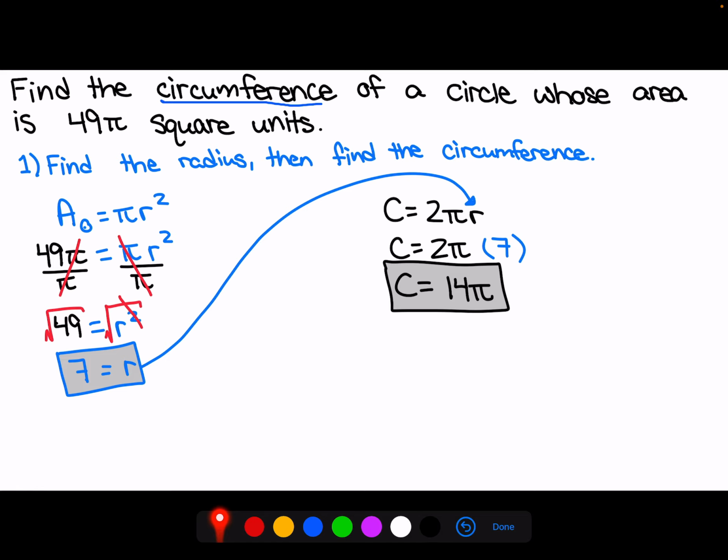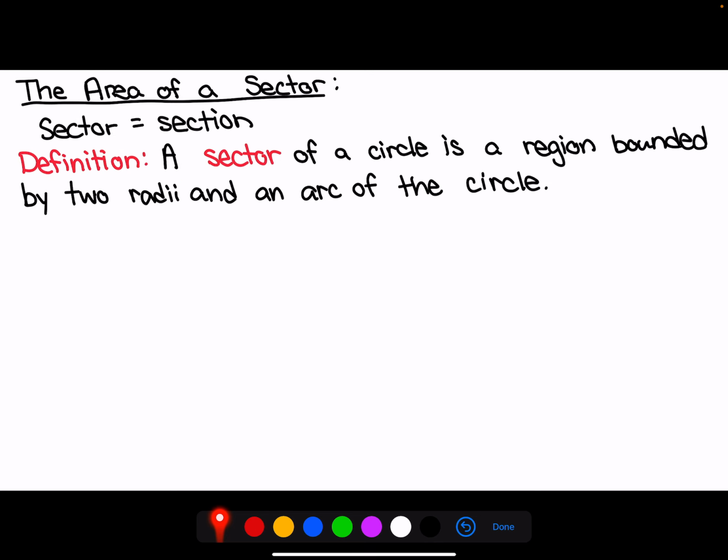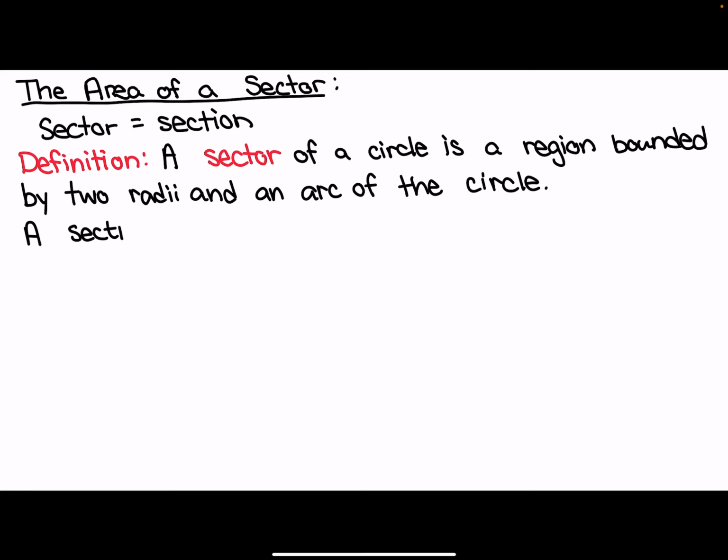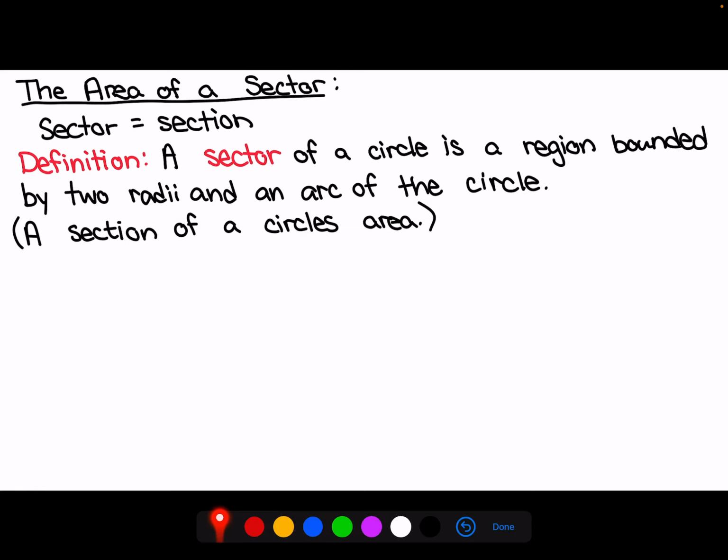All right, now that we have area of a circle down, we're going to move to the area of a sector. The area of a sector of a circle is just the area of a section of the circle. A sector of a circle is defined as the region bounded by 2 radii and an arc of the circle. So it's mainly just a section of the circle's area. That's all we're going to be finding.